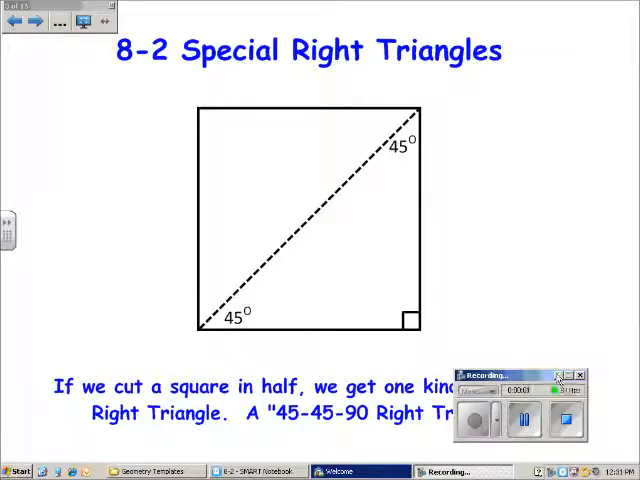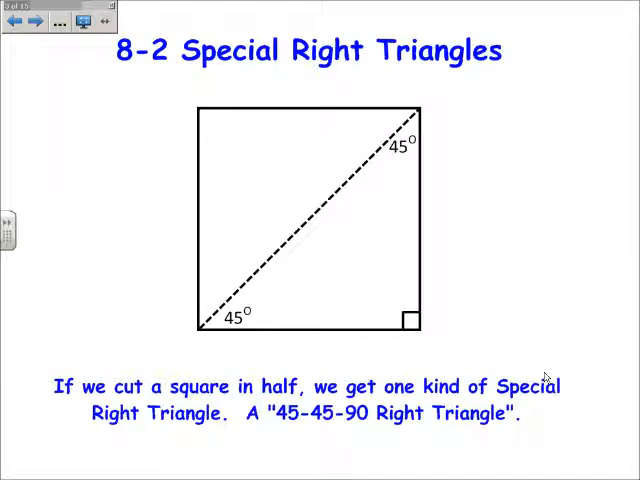Okay, 8-2 is about special right triangles. They're special because they're used more than other kinds of right triangles. The first kind is if you take a square and cut it in half diagonally, you get a right triangle. The angles created are 45, 45, and 90, so it's called a 45, 45, 90 right triangle.